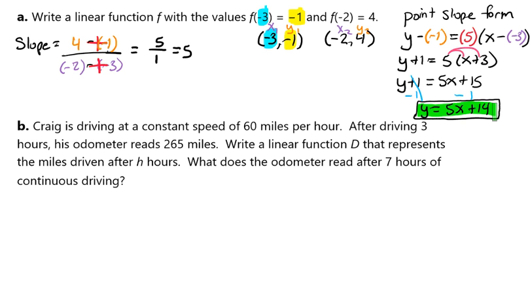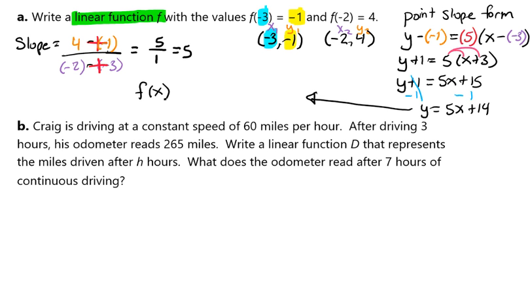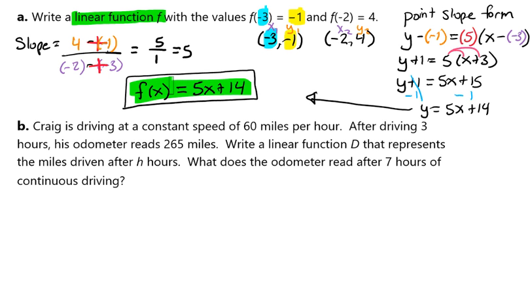So I actually want to pause for a second and go back up to letter A, because we're not actually all the way done. It asks us to write it as a linear function of f, which means that this is not good enough. It needs to be written as an f of x. So it'll be f of x equals 5x plus 14. That's how you write a linear function. Now we're finished. So we're going to need to be careful because it asks us to do the same thing here in part B. So we just want to make sure that we finish it correctly.